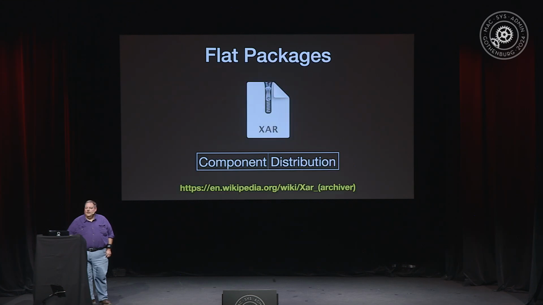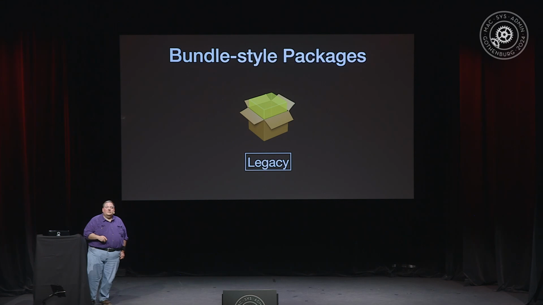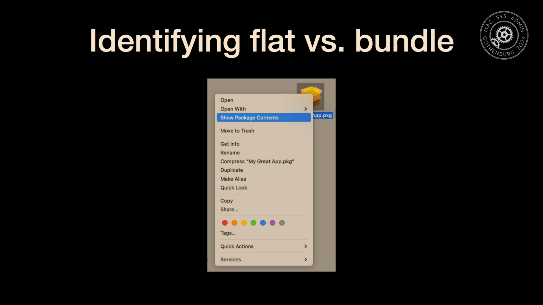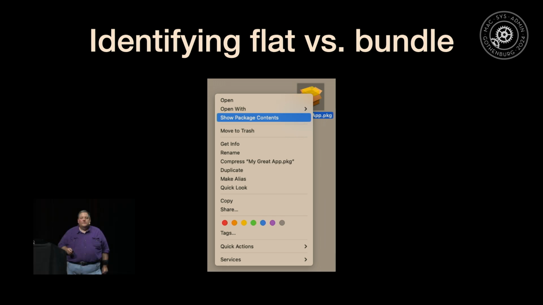Well, what's that mean? It means that both component and distribution packages are actually XAR archive files. XAR is an open source file archive format developed by Apple, and it's used when you're creating packages. Now, bundle style packages are Apple's legacy package format, which uses a bundle style format similar to Mac applications. So a quick way to tell the difference between the two is to right-click on a package. If you get the Show Package Contents option, this is a bundle-style package. And if it's not there, it's a flat package. So the reason for the difference is that a bundle-style package is actually a directory containing a number of files. In contrast, a flat package is one compressed file.